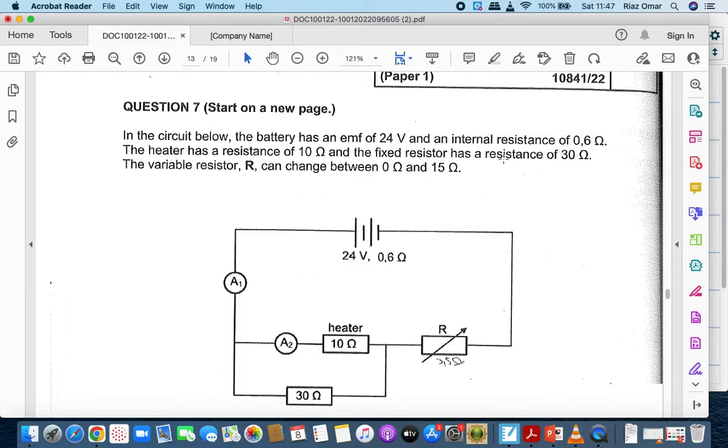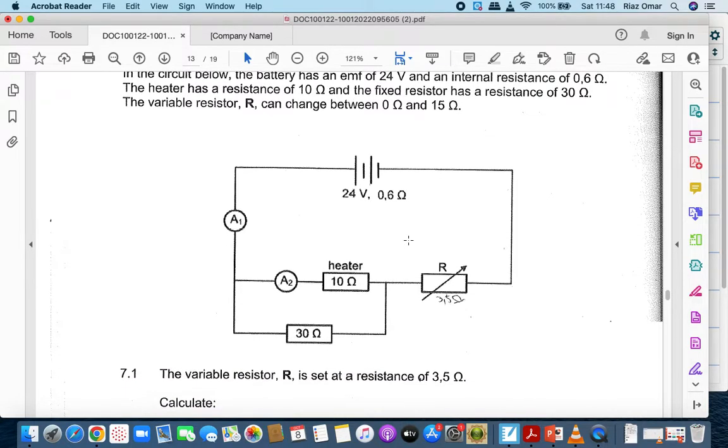the battery has an EMF of 24 volts, and an internal resistance of 0.6 ohms. That's your internal resistance. The heater has a resistance of 10 ohms. And a fixed resistor has a resistance of 30 ohms, so that's another resistor in parallel with the heater. The variable resistor, a resistor that can change its resistance, can change between 0 and 15 ohms.